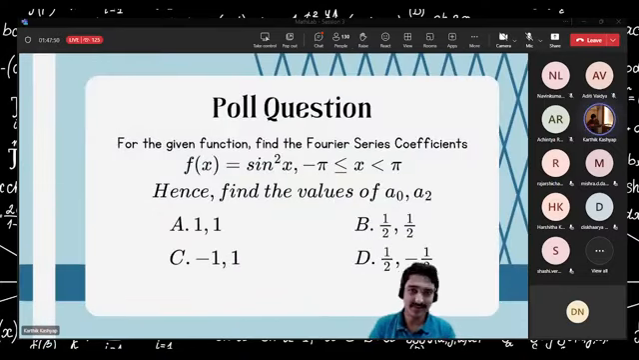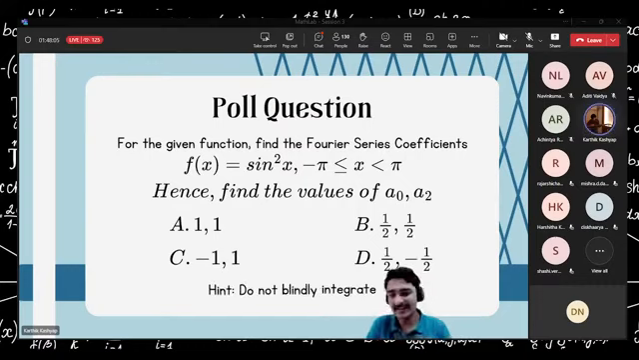OK, this is the poll question. Moderators, please put the poll for this question. Let's say there is a given function f of x is equal to sine square x from minus pi to pi. Find the values of A0 and A2 specifically. And I would give you a hint: do not blindly integrate this with the identities that we have gotten so far. Try to somehow get it in terms of Fourier series.